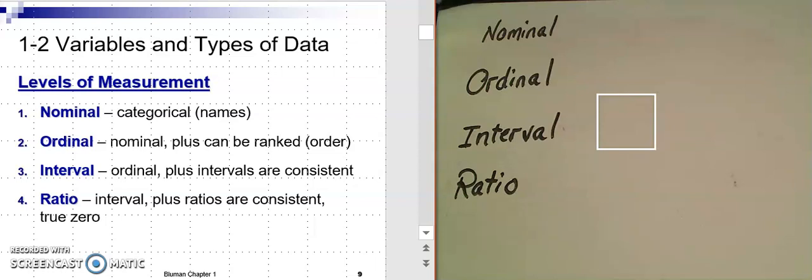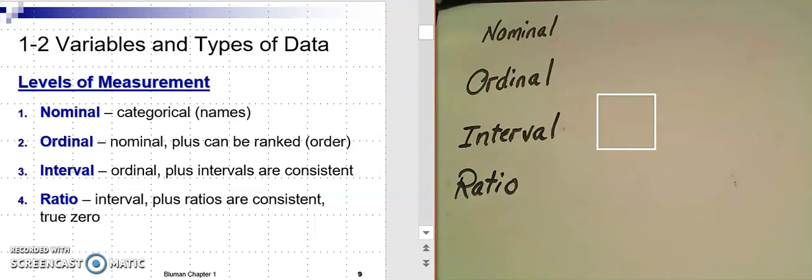In this recording, we're going to look at some more information from section 2 of chapter 1 that deals with what's called levels of measurement. So when we identify our variable of interest and the type of data that we have, we also are looking at a level of measurement.